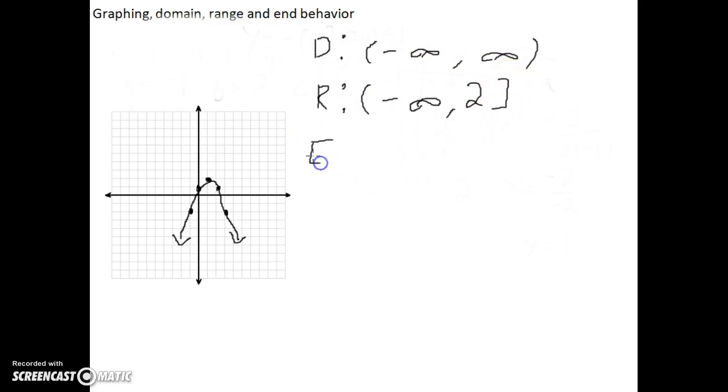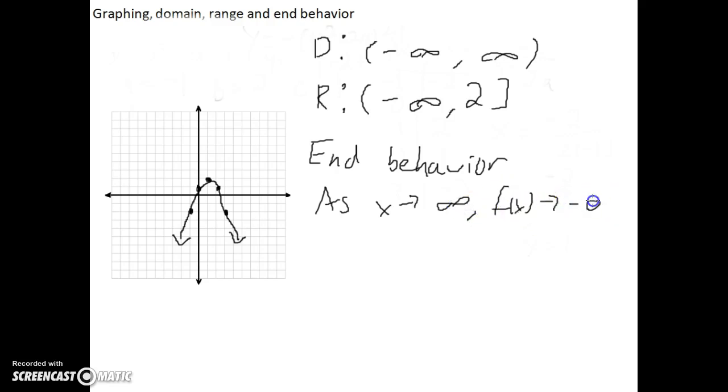End behavior, with quadratics, they're either both going to go to infinity or both directions to negative infinity. When it's opening down, it's going negative infinity both ways. So as x approaches infinity, f of x approaches negative infinity, since it's going down to the right. And as x approaches negative infinity, which is to the left, f of x approaches negative infinity. Since opening down, that's the direction it's going.